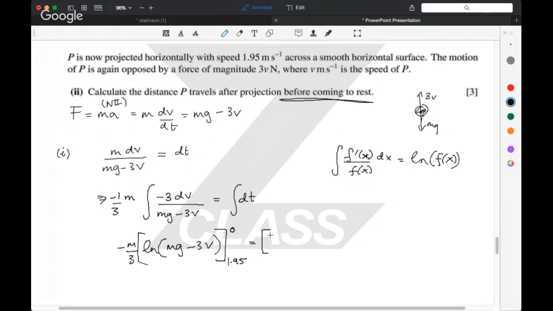So this thing just integrates to t. When v is 1.95, t is 0, and at some later time, it's t. And so you just plug this in. You go, mg minus 0 minus natural log of mg minus 3 times 1.95, and you work it all out. Don't worry about the negative signs; they will cancel. And this will give you t is equal to 0.738 seconds.